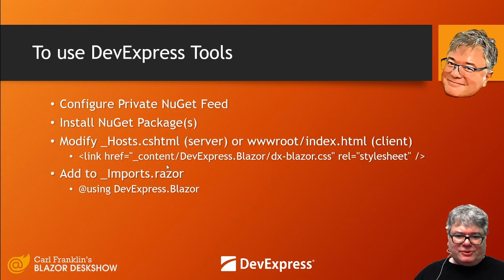If you're going to use DevExpress tools, you need to register, which is the very first thing you should do. Right now, we'd like you to download these tools and take them for a spin and see what you think. We think you're going to love it. Go to devexpress.com/freeblazor. The URL is all over our website. It's here. We'll post it again in the chat room. Then what you need to do is configure a private NuGet feed. You'll have your own special URL for that in Visual Studio. You go and install the NuGet package. You modify your HTML to include the Blazor CSS from DevExpress, and then you add your using statement, and you're off to the races.